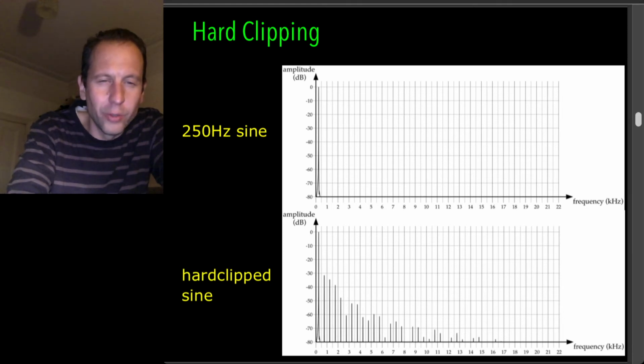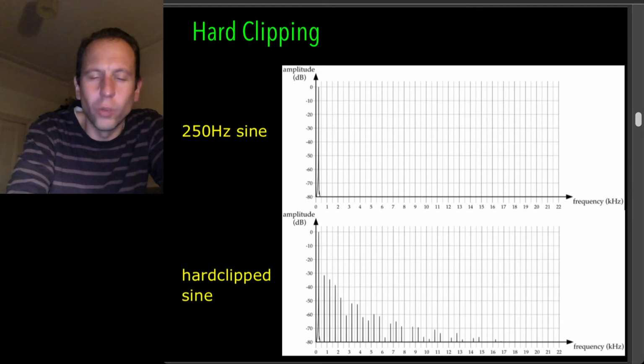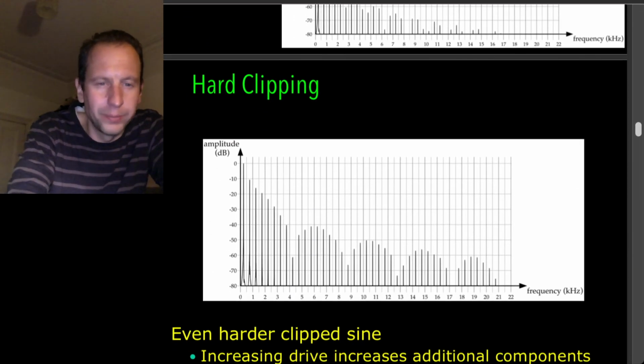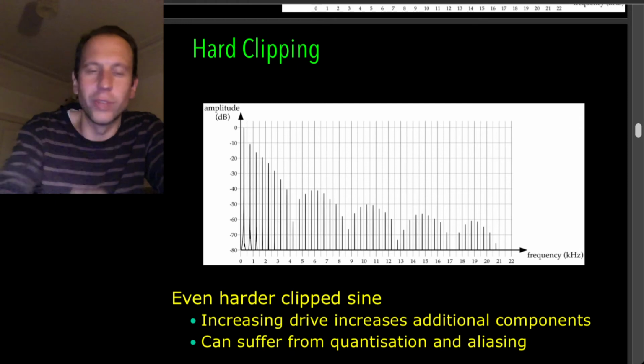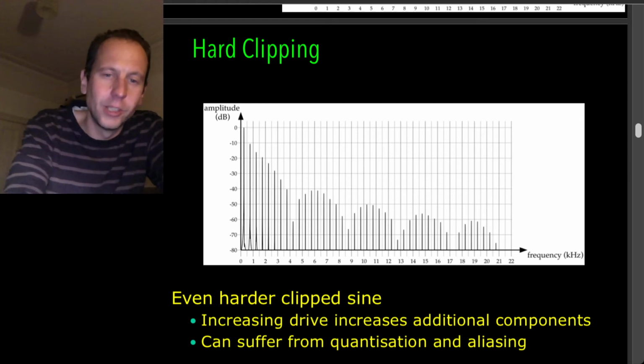But at 500, which is the first grid line, there is nothing. The next one up is 750. So it's the threefold. So you see that only odd harmonics are being generated with this hard clipping. Here is even harder clipping, and you get this pattern showing in terms of the amplitude of the harmonics.